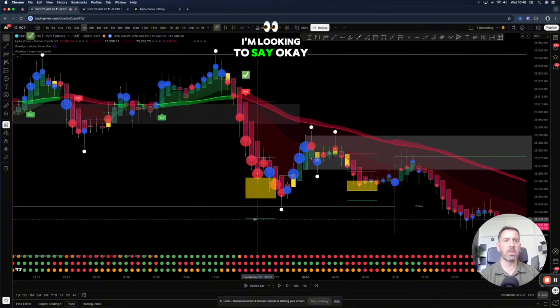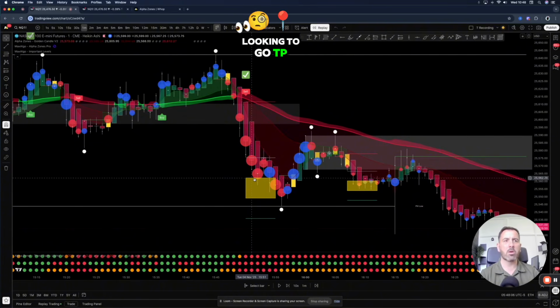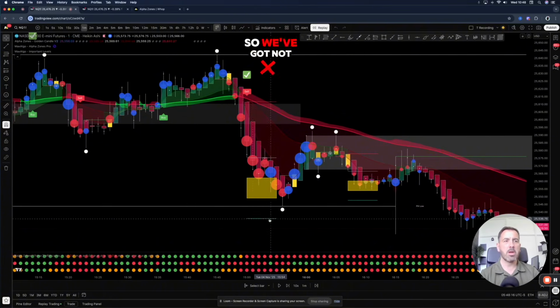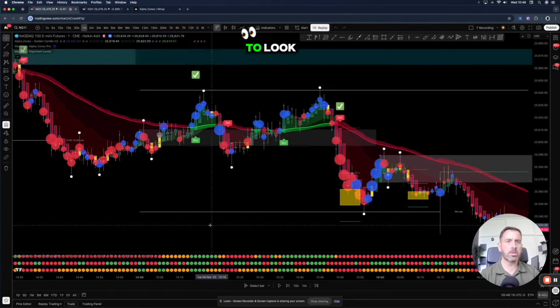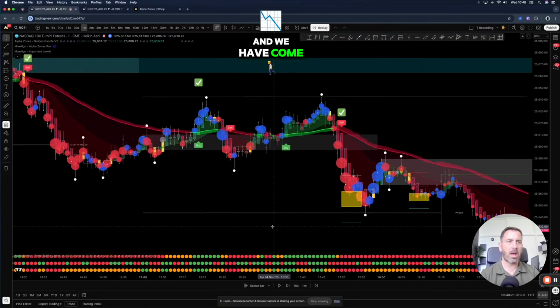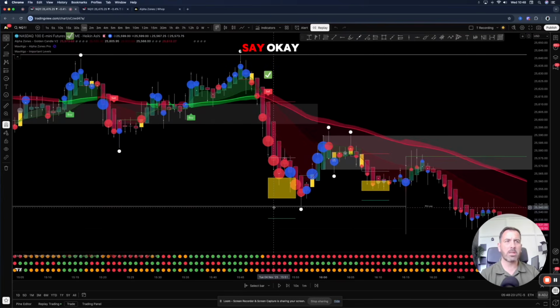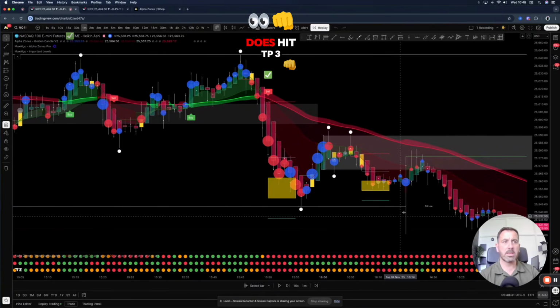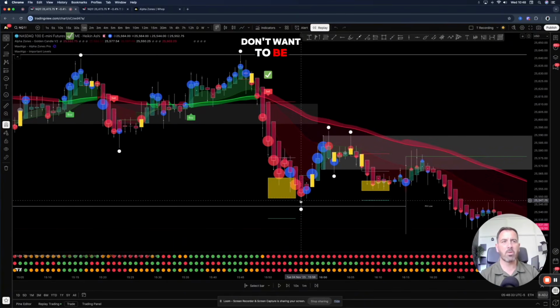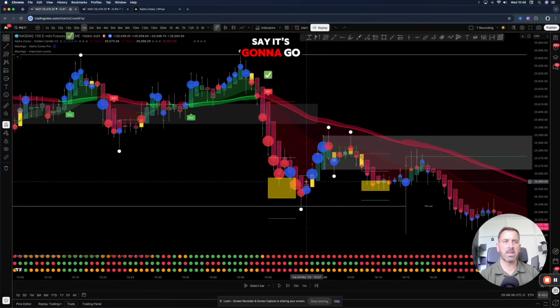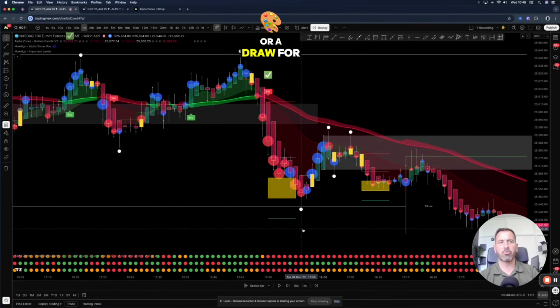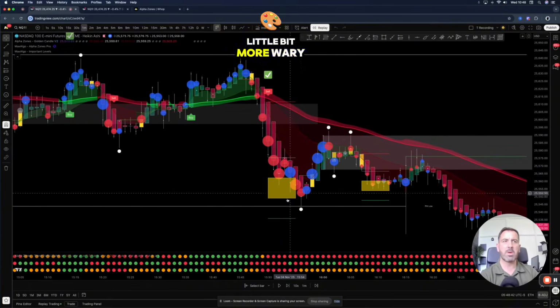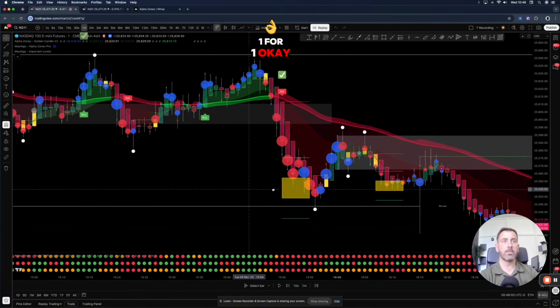And this is where looking and saying, okay, why would I be looking to go TP1 or TP2 or TP3 here? So we've got not a lot below us to look at, and we have come down quite a long way. I would be looking to say, okay, I don't want to go too mad, but as you will see, either way, this does hit TP3, but we don't want to be meandering around. So here, I don't have any confluence for it to say it's going to go straight through or a draw for it to pull to. So I'll be a little bit more wary. 1 for 1. Okay, brilliant.